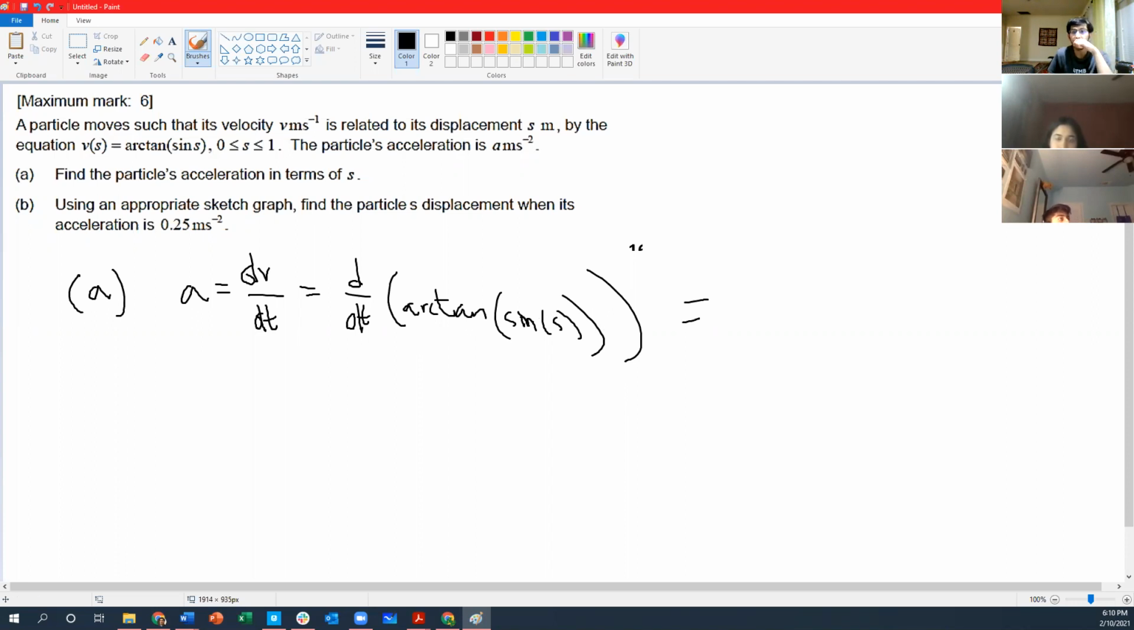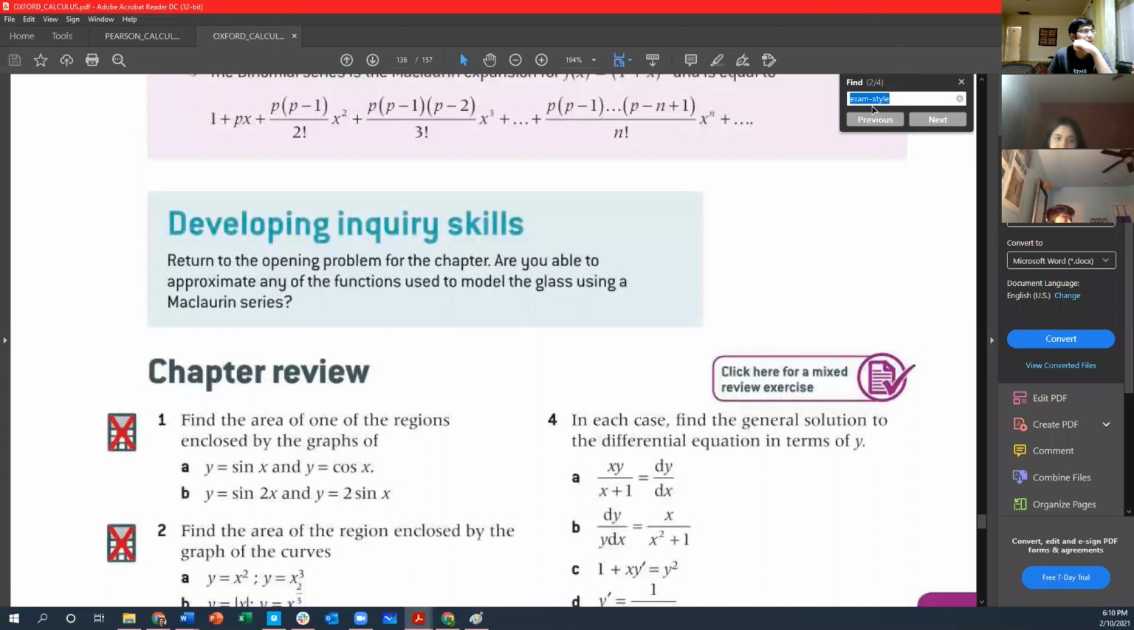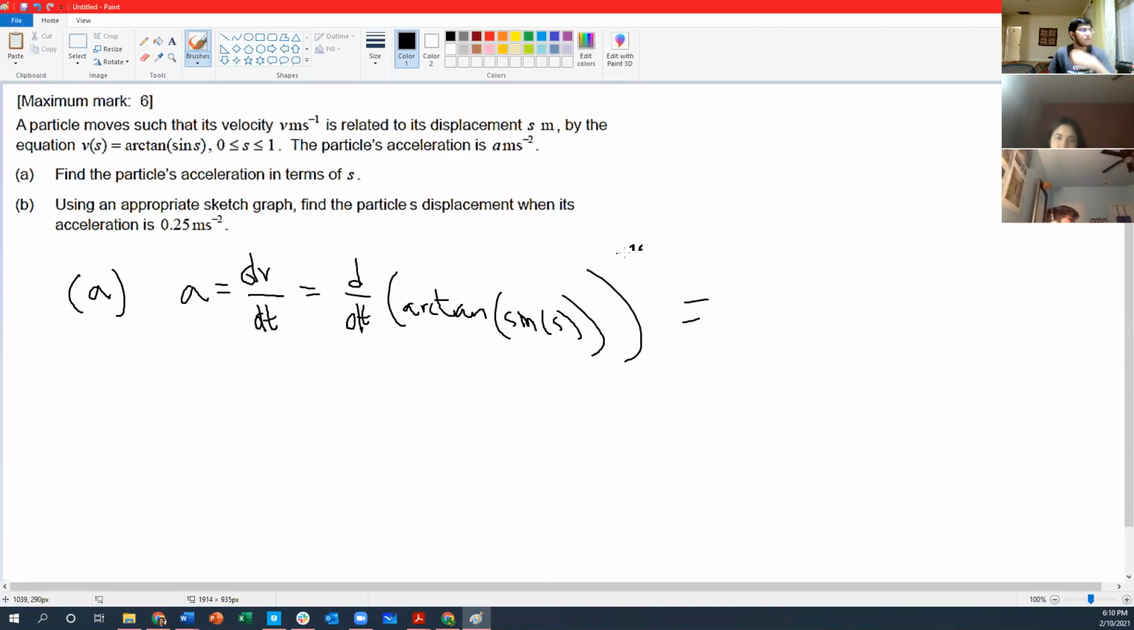MG, sorry to interrupt. Quick question. What page in the Oxford Study Guide is the exam-like questions section? I don't know. I just searched up exam style. Just hit Control F and then search up exam style. Exam style? Okay, yeah, all right. Thanks. Okay. Yeah.